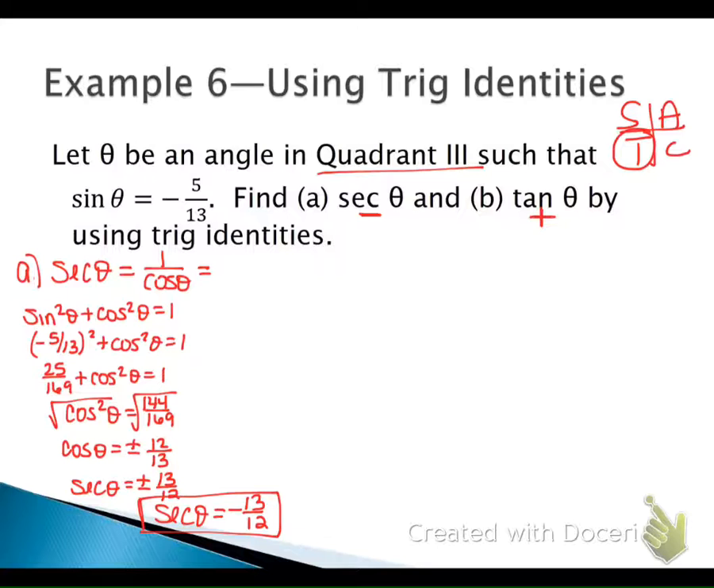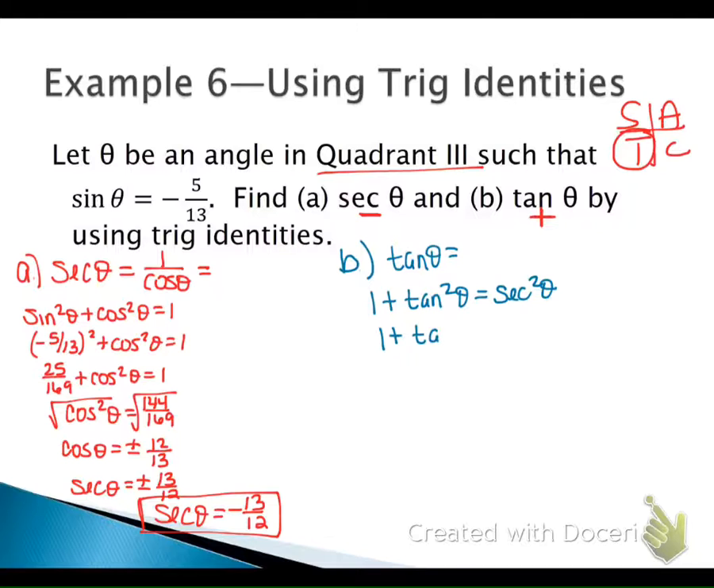Let's look at B. B is looking for tangent of theta. Well, what can I do to find tangent of theta if I know sine? There's not a lot with just sine that I can see or think of. So I may have to use some of what I already found. Now, if I know cosine and I know sine, I can use that. Or I can use the Pythagorean identity that 1 plus tangent squared equals secant squared. So I'm going to go ahead and use that one, but you could use one of the other ones. So to find tangent of theta, I'm going to use 1 plus tangent squared equals secant squared.